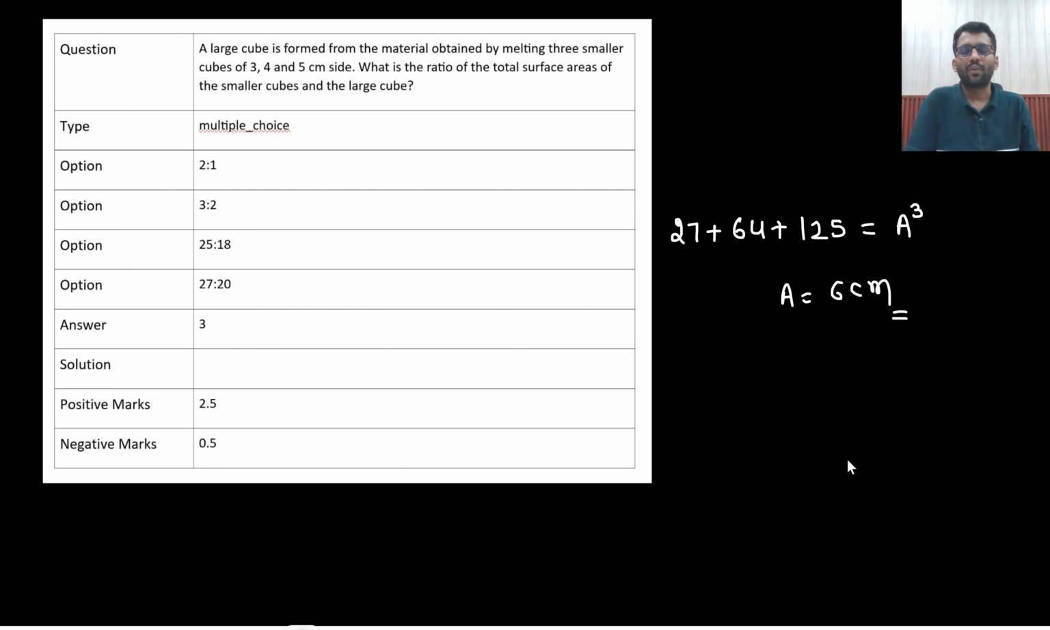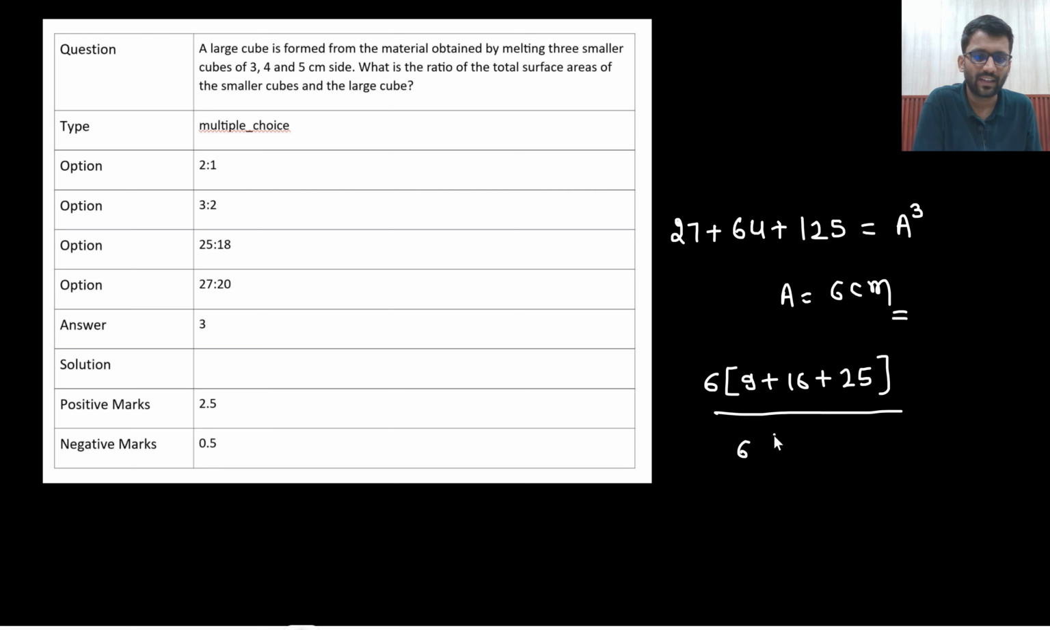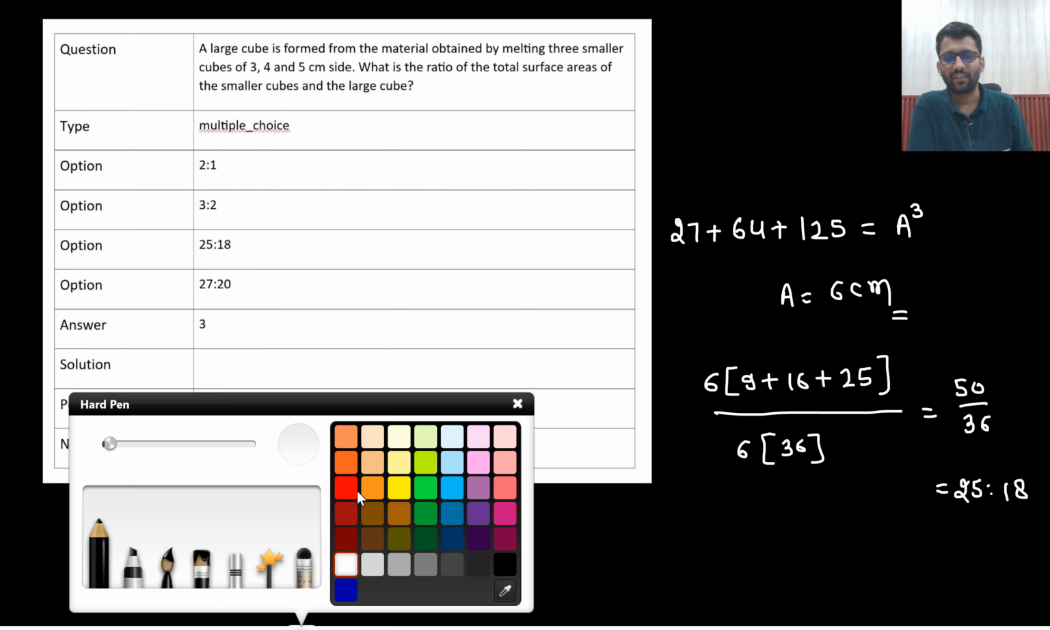Now what is the ratio of the total surface area of the smaller cubes to the larger cube? Total surface area is 6a squared. So 6 into (3 squared is 9, 4 squared is 16, plus 5 squared is 25) divided by 6a squared, that is 36. So that would be 50 by 36, or you can say 25 ratio 18. Okay, very easy problem, very straightforward.